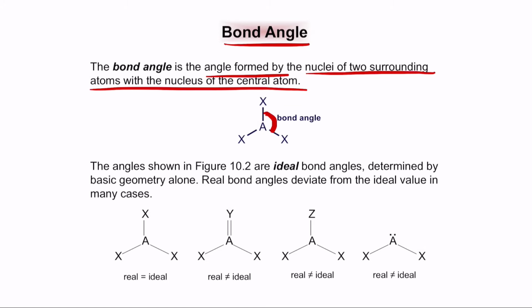Now the angles in the figure generally show the difference between ideal and real bond angles. When you have a single bond, it results in an ideal bond angle. But when you have a double bond or the presence of different, non-homogeneous atoms, it generally results in a real bond angle, which is generally less than or greater than the ideal bond angle. But we do consider the ideal bond angle to be a general basis. From that we can use methods to determine the actual bond angle.